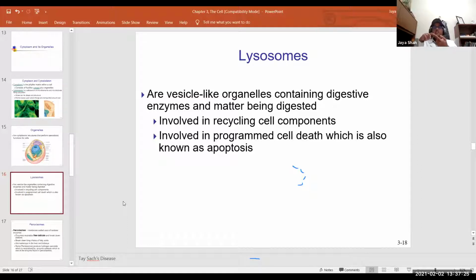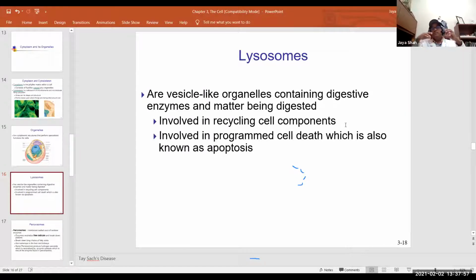These enzymes, so let's see, when a cell takes in bacteria by phagocytosis, the bacteria get inside a vesicle, fuse with the lysosome, and then are digested. That's why lysosomes are involved in recycling cell components. All organelles get older, they die, and then we make new organelles all the time. So the old organelles are digested inside the lysosomes.